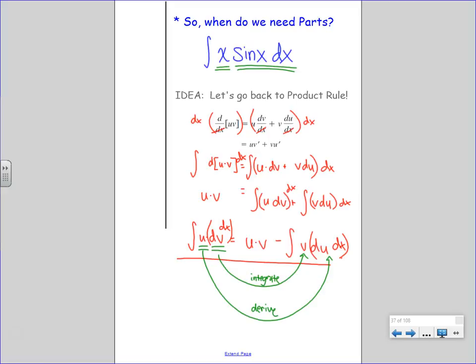If we can choose a u that gets simpler when it's derived, and a dv that can be integrated, then possibly, with integration by parts, what was impossible to solve is now one step simpler. Still in an integral, and I'll still have to integrate, but possibly by integrating dv and deriving u, I have something that's much more solvable. Much more able to be solved.